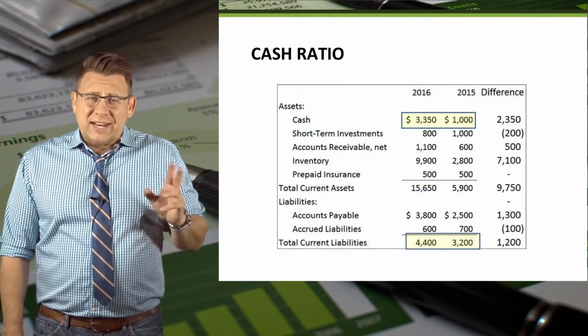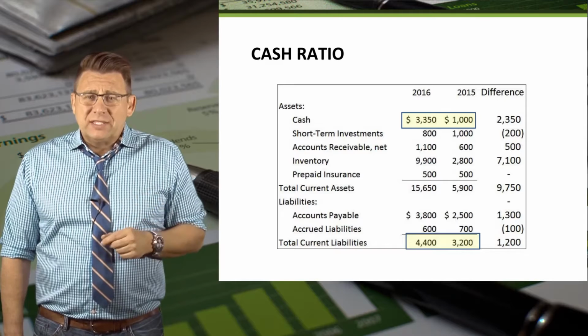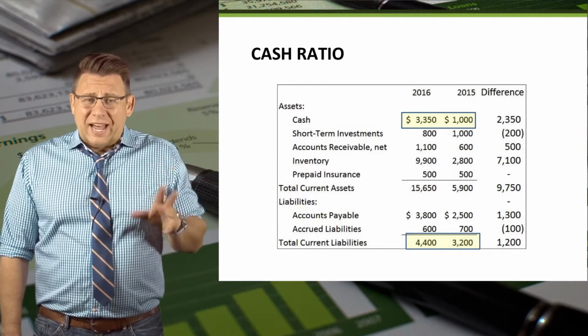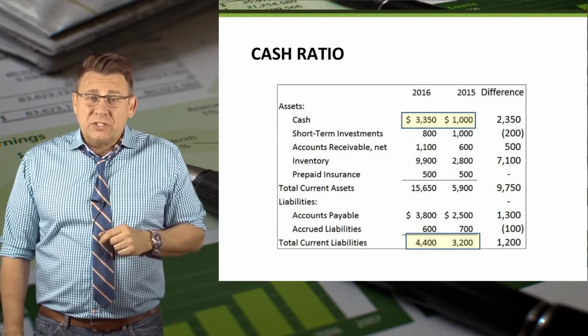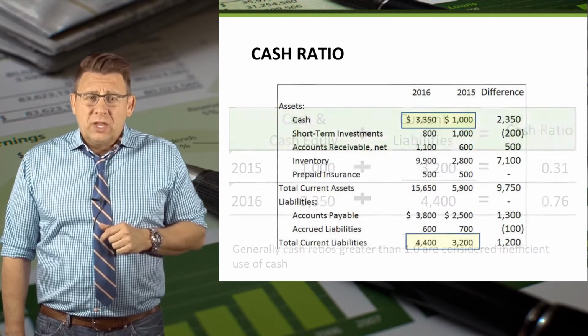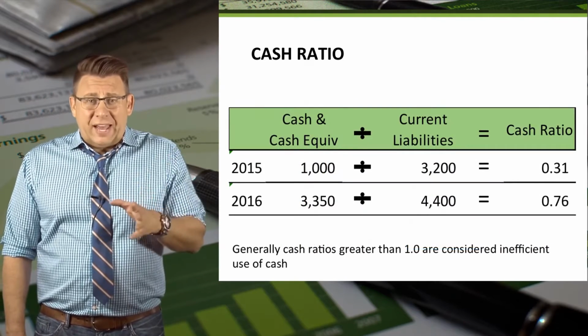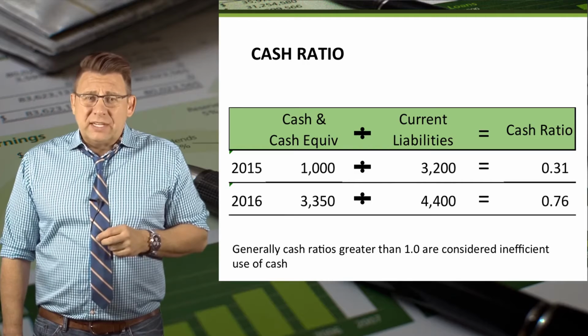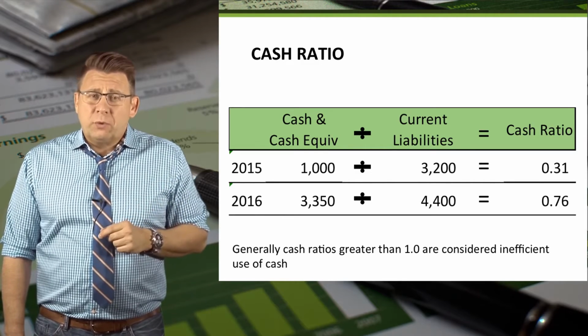Here is the current asset and liability section of a sample company's balance sheet. We'll use the highlighted current assets and liabilities to determine the cash ratio. In 2015, cash divided by current liabilities gives us a cash ratio of 0.31.